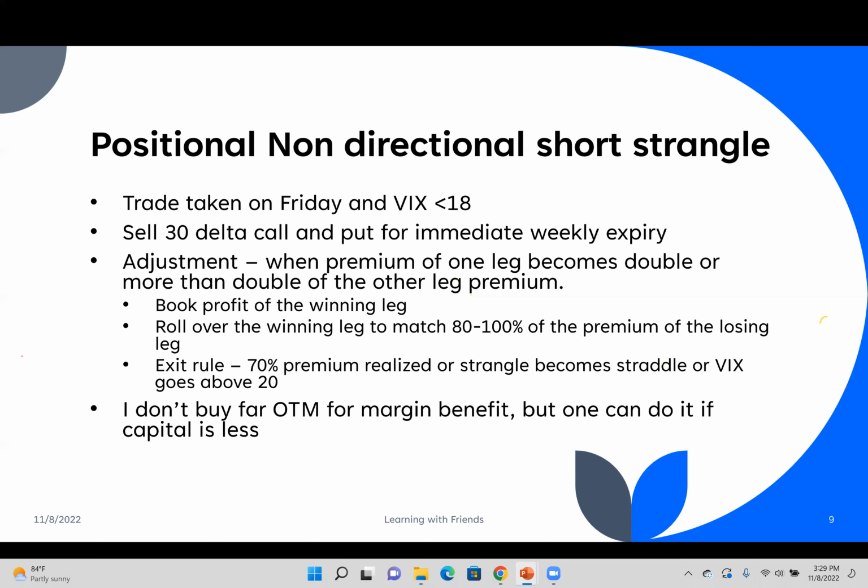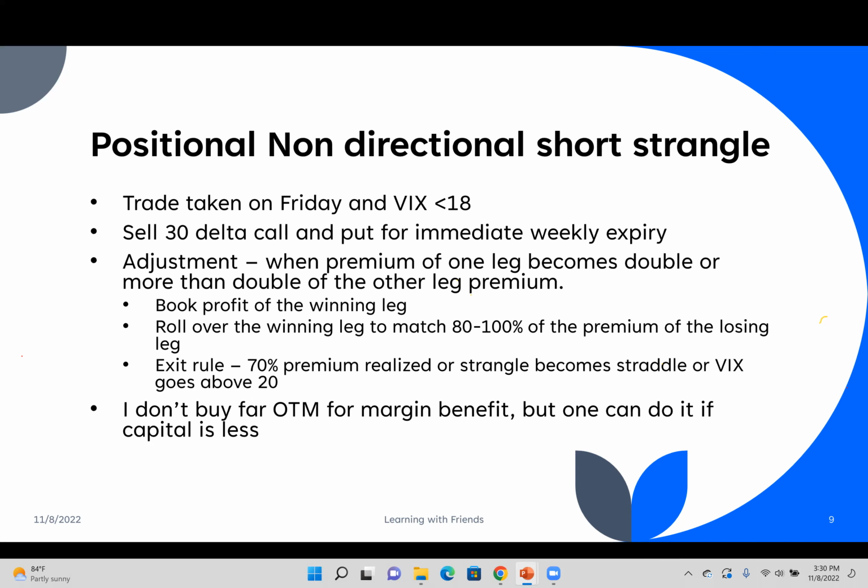Now I move my position to a put strike which is trading at, say, 80 to 90% of the call premium. So 56 rupees, let's say 50 rupees, whichever is the case. And I try to do it with the 100 rather than with the 50, but again, it depends. So you do that, you roll it over.